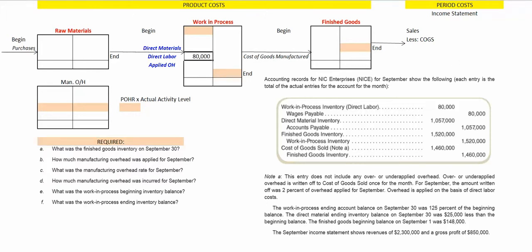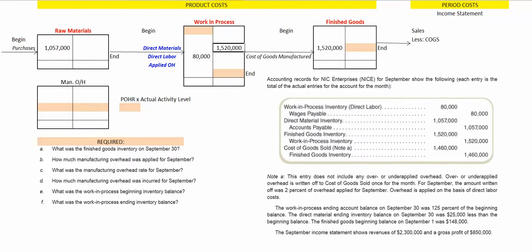The $80,000 increases work in process. The next journal entry, we have purchases of raw materials of $1,057,000. In the next journal entry, we have $1,520,000 transferred out of work in process and into finished goods. And then finally, $1,460,000 moving out of finished goods into cost of goods sold.